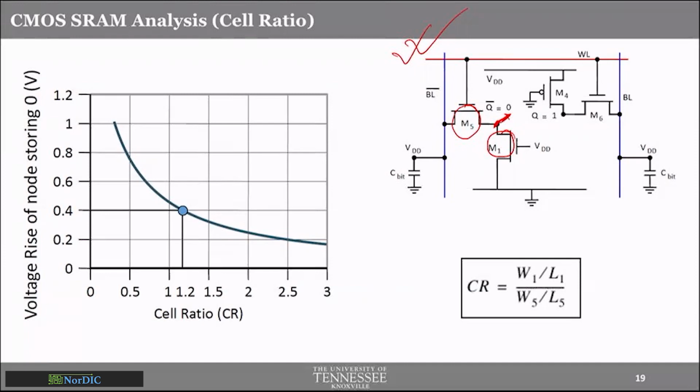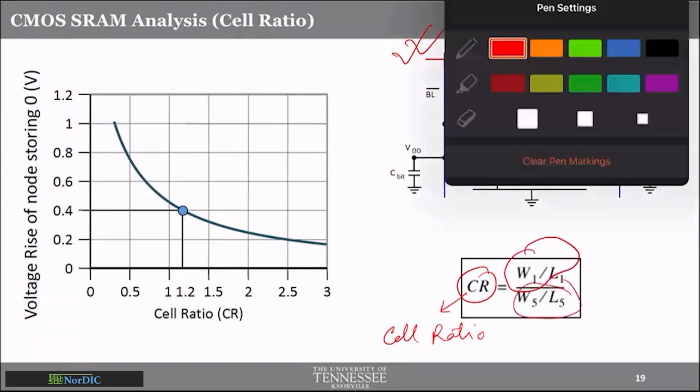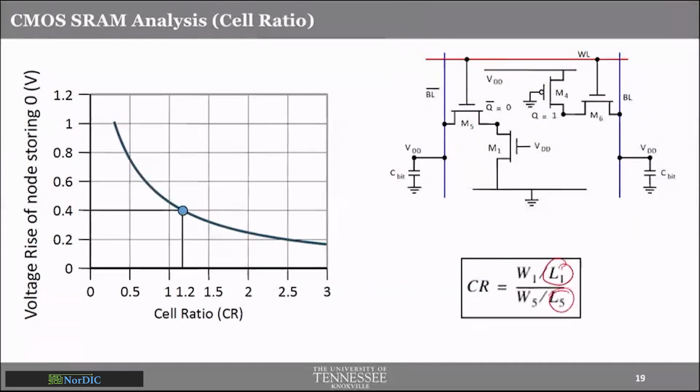Now, there is a performance parameter that we use to represent that. This is called CR, or cell ratio. Let me write it here, cell ratio. And the ratio is nothing but the ratio between the sizes of M1 and M5. That's what you see here, W1 L1 by W5 L5. And I hope you already know, we don't really change the L, the gate length. We try to keep it the same for a technology, 14 nanometer technology, 32 nanometer technology, and so on. So essentially you have control over the width. So you can also treat it like W1 over W5.